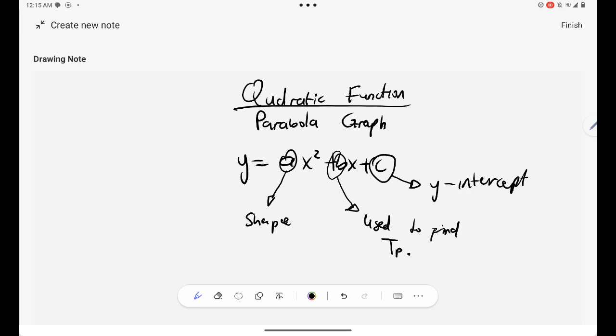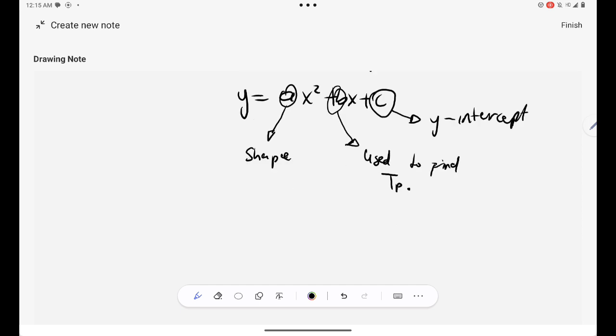Just write TP. Are we together? So by just knowing the value of a and c, knowing the value of a will determine the shape of your graph, whether your graph is concave up or concave down, and then the value of c will just indicate where your graph will cut the y-axis, and then b and a are used to find the turning point, the x value at the turning point rather, for your graph.